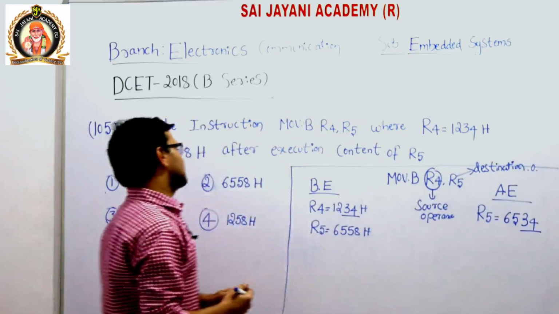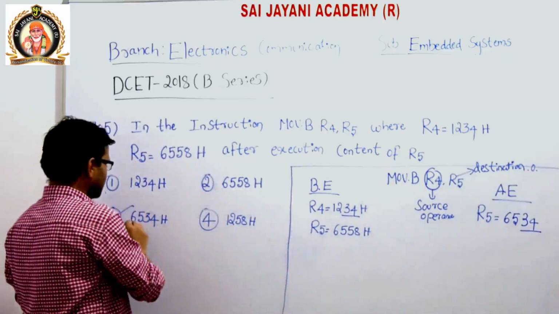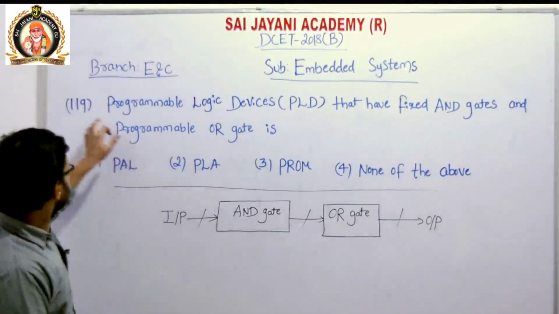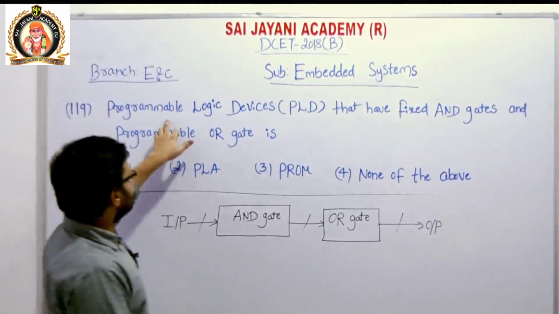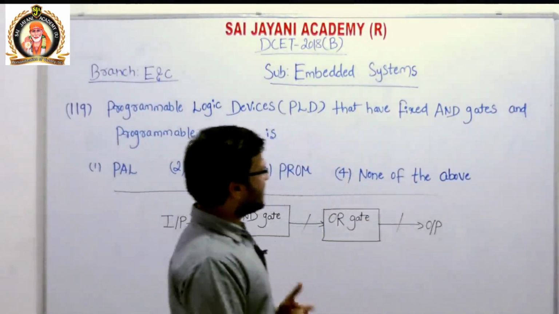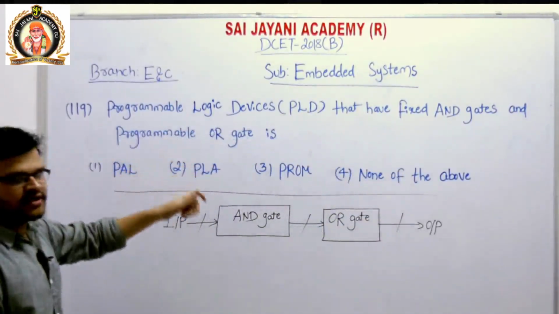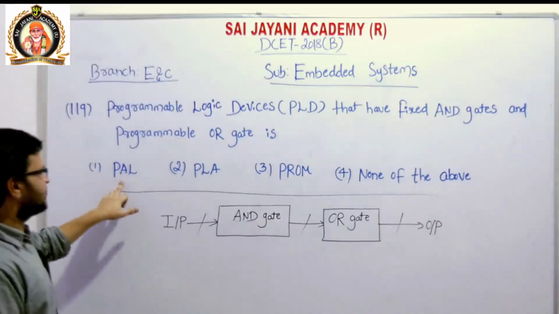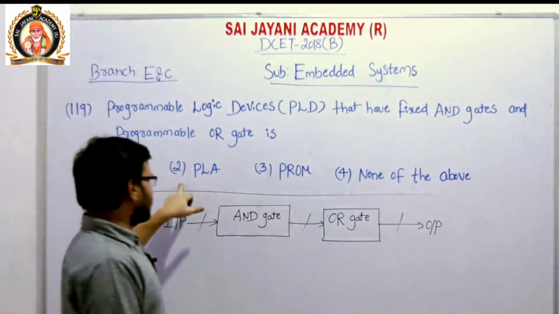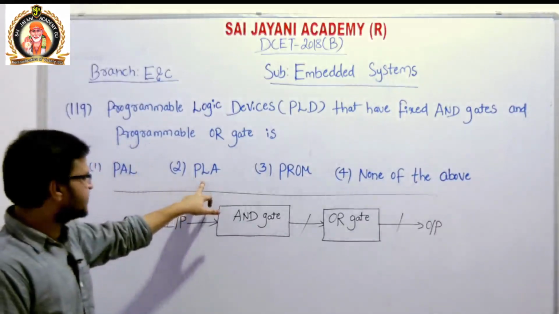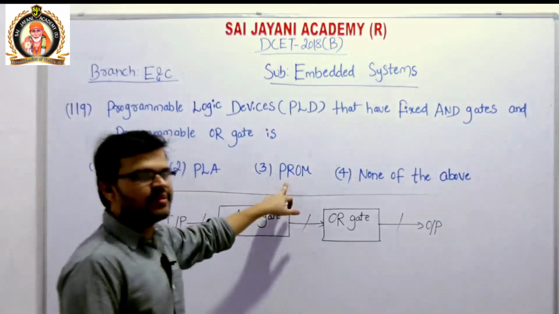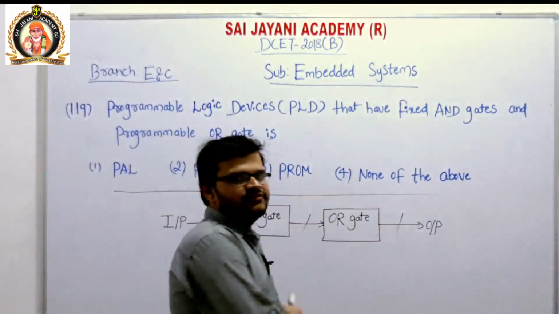So the answer is the third one, that is 6534H. The question number 119: the programmable logic devices, that is PLD, that have fixed AND gates and programmable OR gates. The options are given below. The first one is PAL, that means programmable array logic. The second one is PLA. PLA means programmable logic array, the third is PROM, that is programmable ROM, and the fourth one is none of the above.